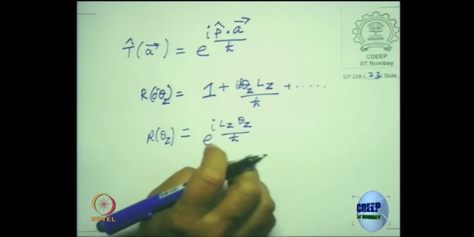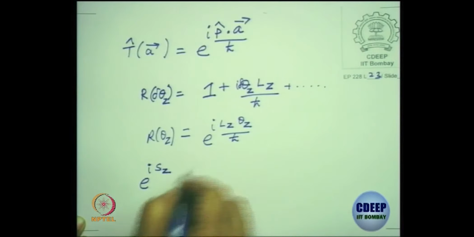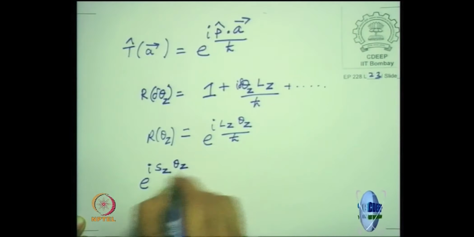But I have tried to tell you, in the position space you have orbital angular momentum. The Stern-Gerlach experiment tells you that you should also have spin angular momentum. You can also have a rotation in the internal spin space. So that will be denoted by e to the power of i Sz, rotation by theta z by h cross.